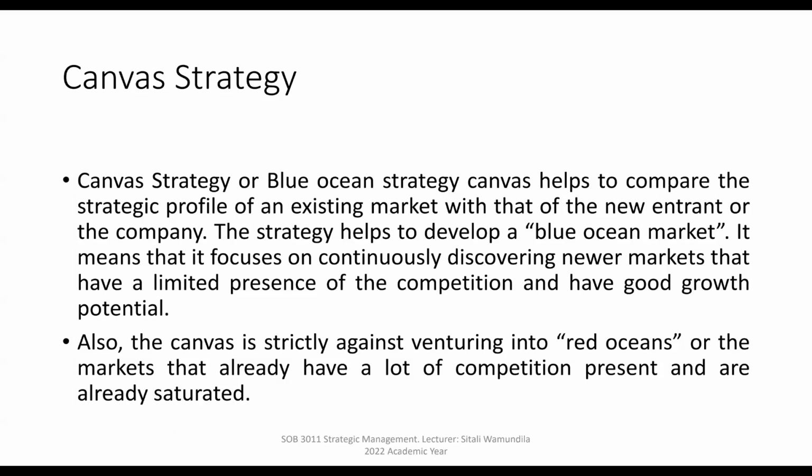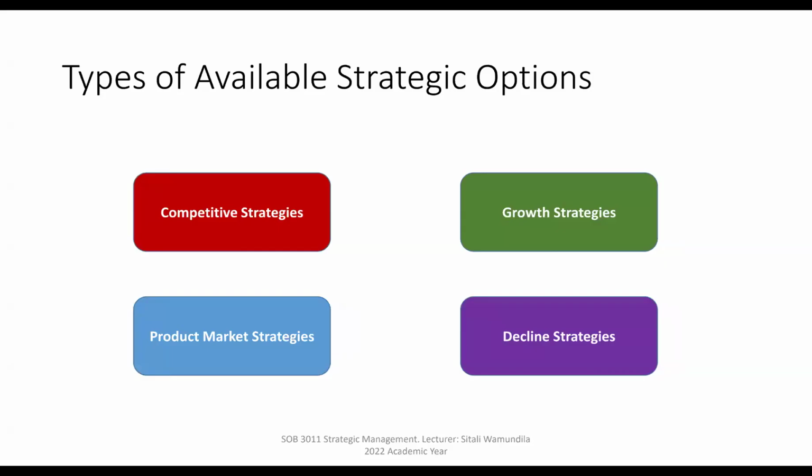So the canvas strategy is strictly against venturing into a red ocean, or maybe let's call it the markets that already have a lot of competition present. We call those markets the red ocean markets and they are already saturated. So you don't go for such markets where there are just a lot of people already, they're highly saturated. But what you need to aim at is going for those markets that do not have a lot of people. They are not very much saturated, and that is very important.